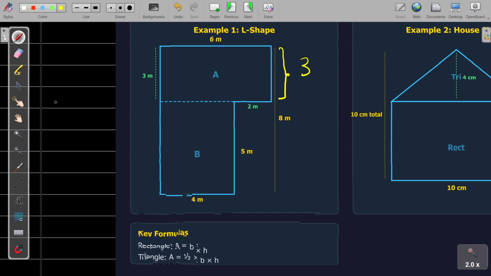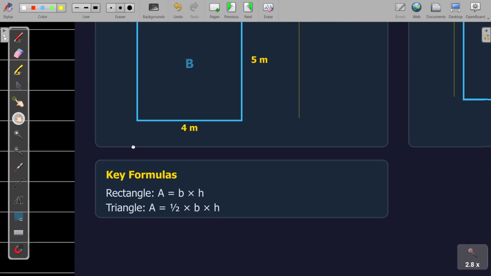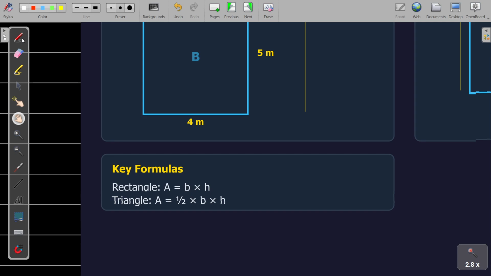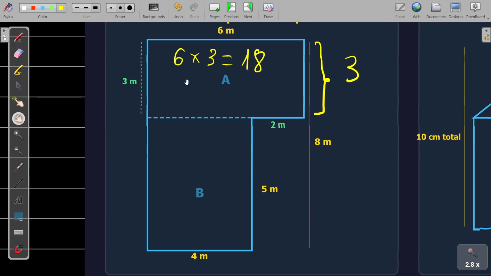Now, of course, we need to be familiar with the key formulas. Our first formula is base times height, and that gives the area. So we have to write that out. This will be 6 times 3. I'll write it inside of A. This will be 18. Okay, so I've written out the area of rectangle A.